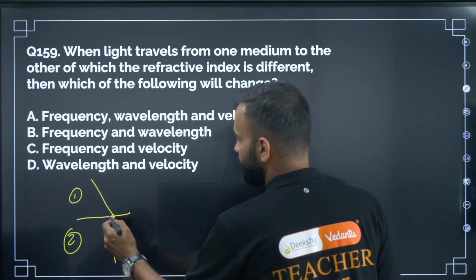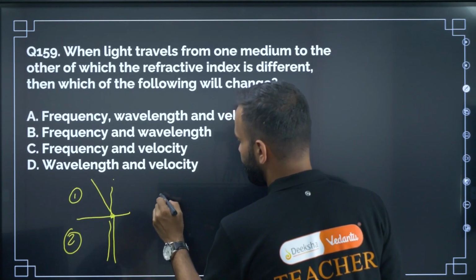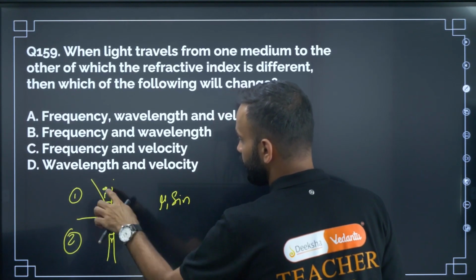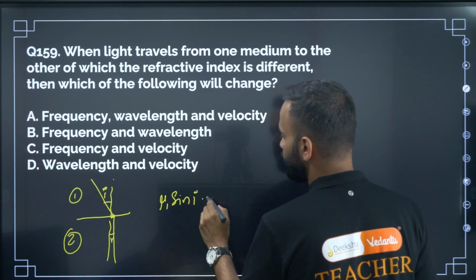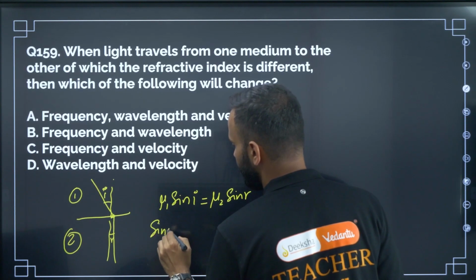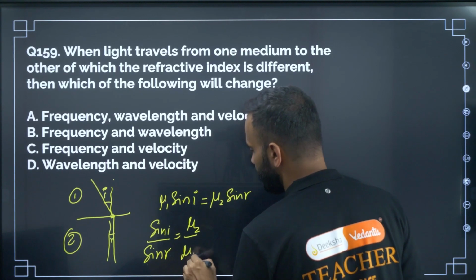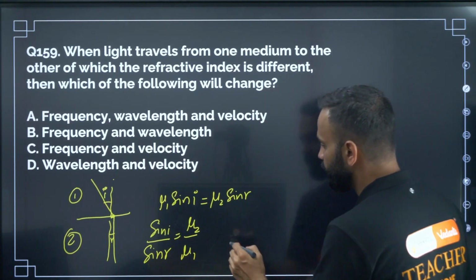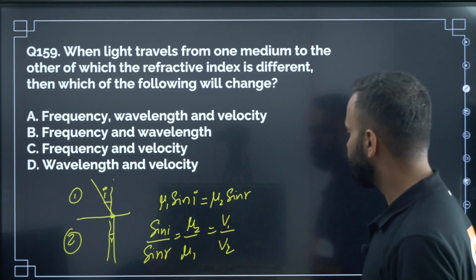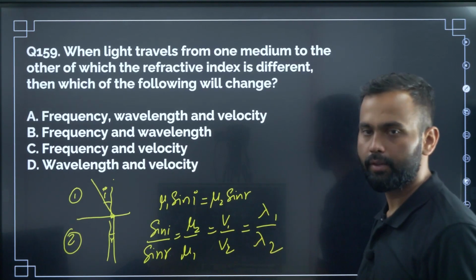So here apply Snell's law at this point. Refractive index of the first medium into sine i, this is i, this is r. So mu1 into sine i equals mu2 into sine r. So sine i divided by sine r is equal to mu2 by mu1, which is equal to V1 by V2, which is also equal to lambda 1 by lambda 2, right?